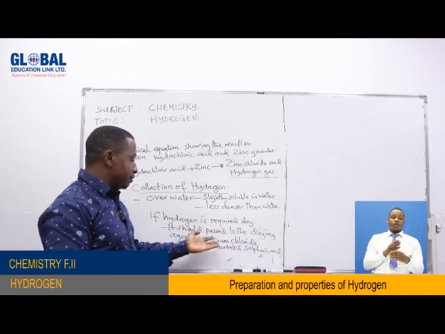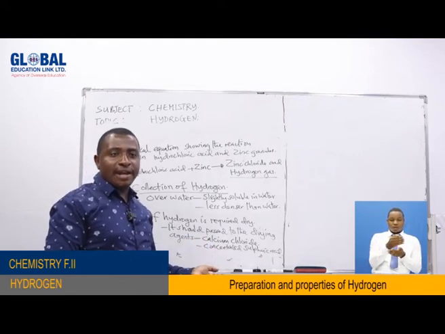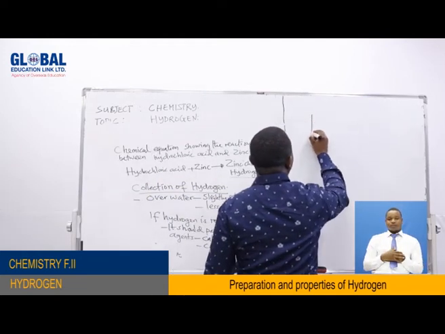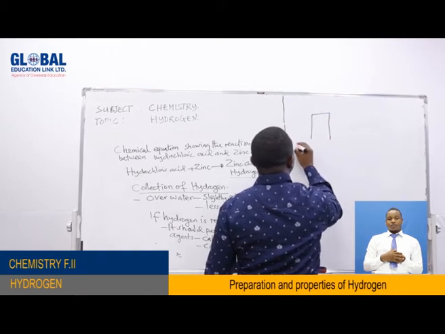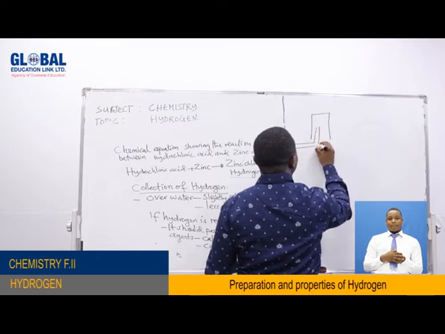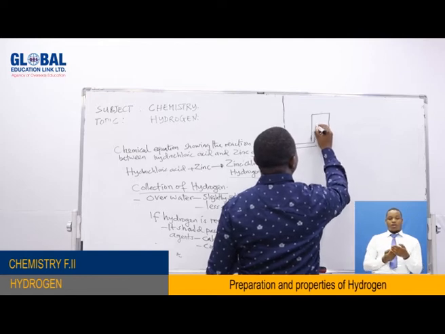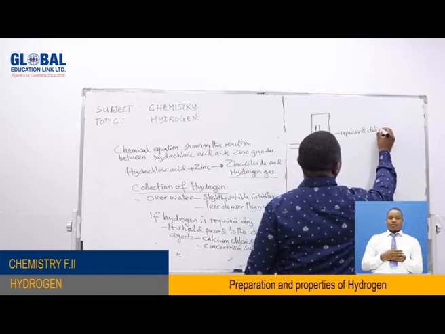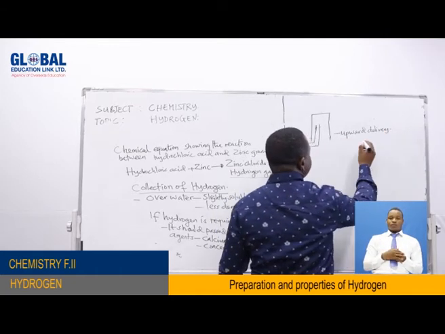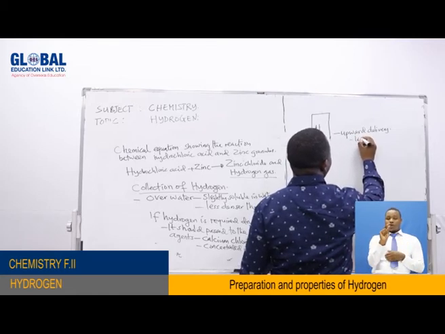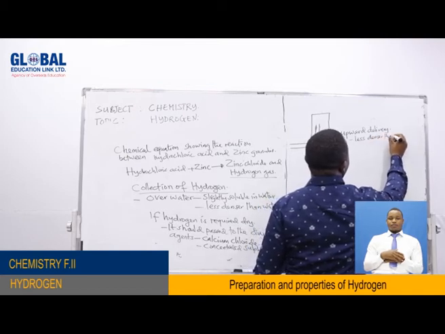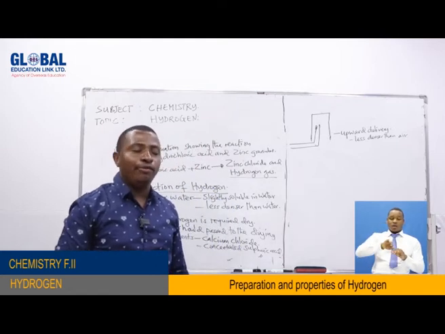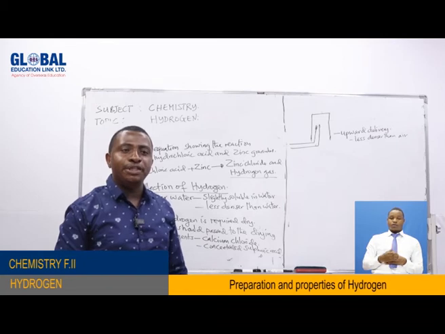And if it is passed through these drying agents and collected dry, it can also be collected by upward delivery. So it will be collected in this way. This is your gas jar. This is the delivery tube. So it will be collected by upward delivery. The reason behind it is because it is less dense than air. Or we say that it will be collected by downward displacement of air.